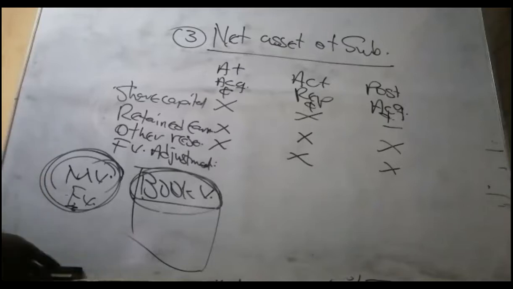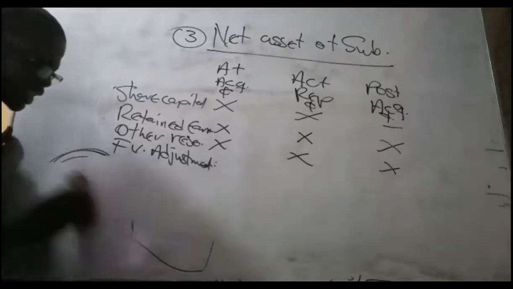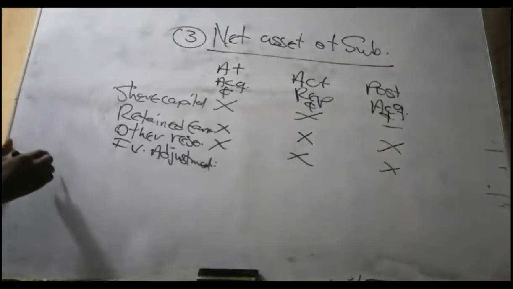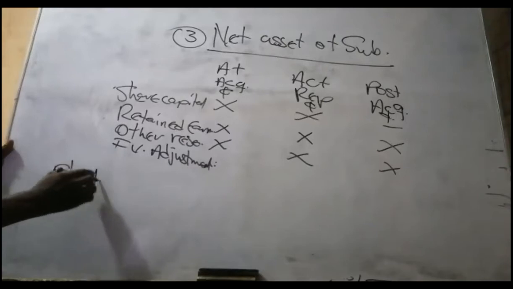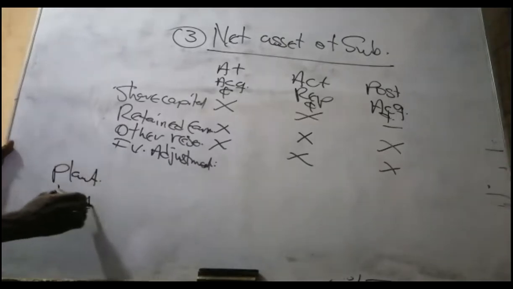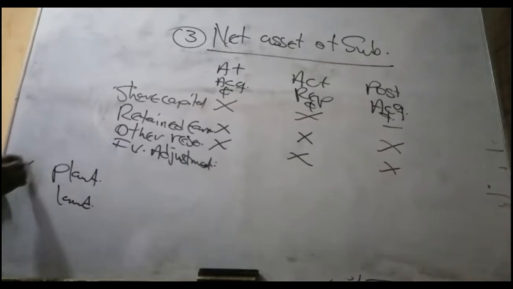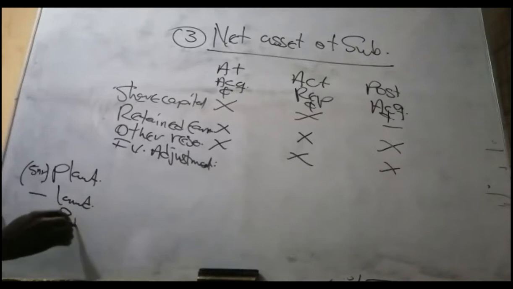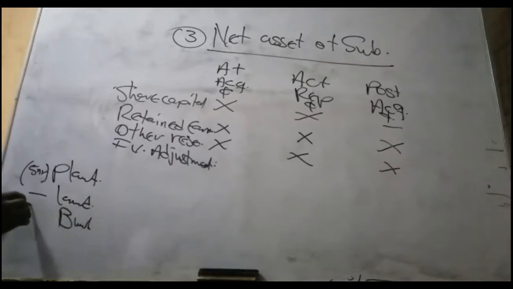So let me give you a practical example. I'll give you plant, with useful life of 5 years remaining. I'll give you land as well. And I'll give you building, with 20 years.